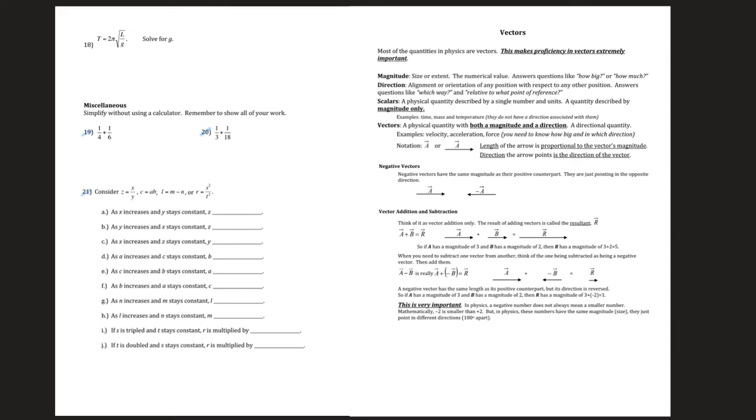Number 21 is all about relationships. If we change one thing, how does the other thing change? We're going to go through A, D, G, and I, so we'll do one of each of those equations. Now, again, we're just dealing with symbols. We're not doing numbers, so we've got to think more conceptually here.